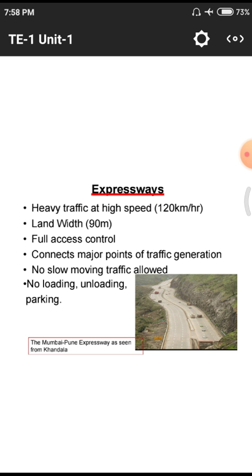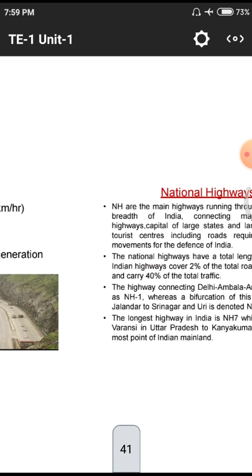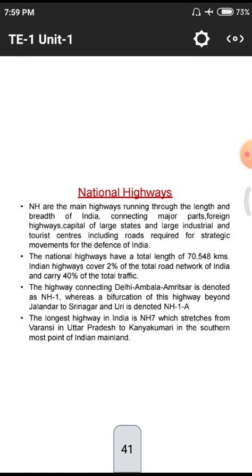And no slow moving traffic is allowed on those particular roads, and no loading and unloading. On a few roads there will be loading and unloading for lorries and other utility traffic, so those kinds of vehicles are not allowed to pass on these expressways. Even if they are passed, no loading and unloading points should be taken on those expressways. And the second one we will discuss is national highways.